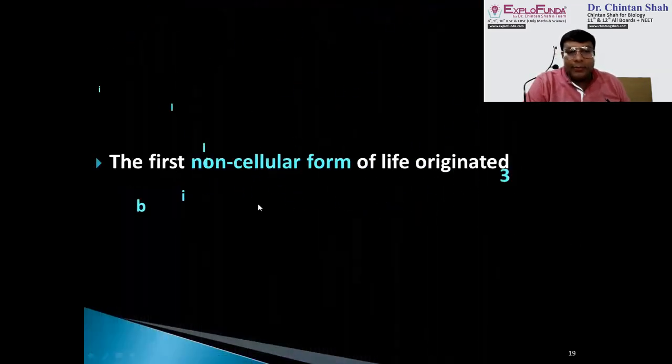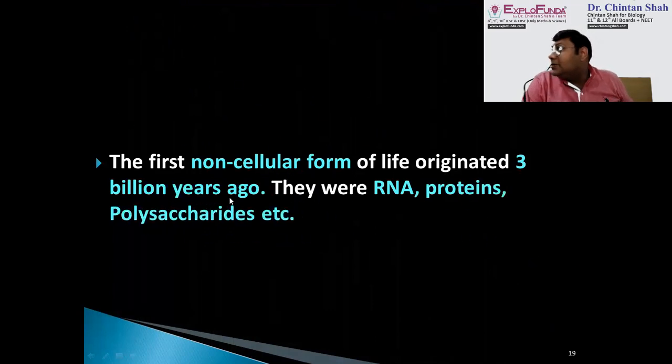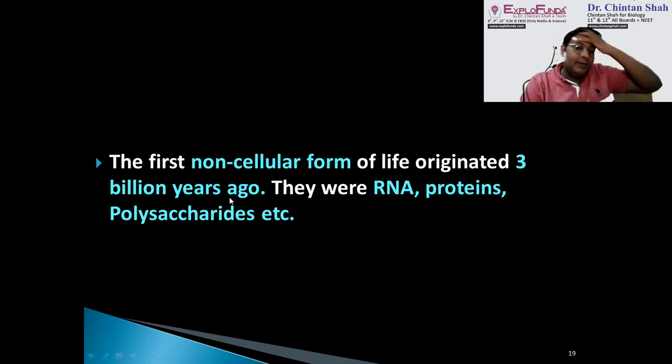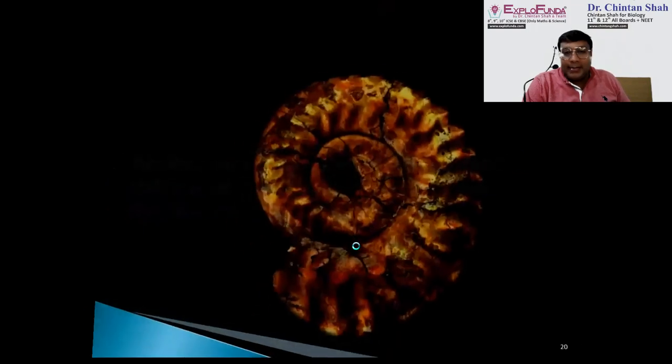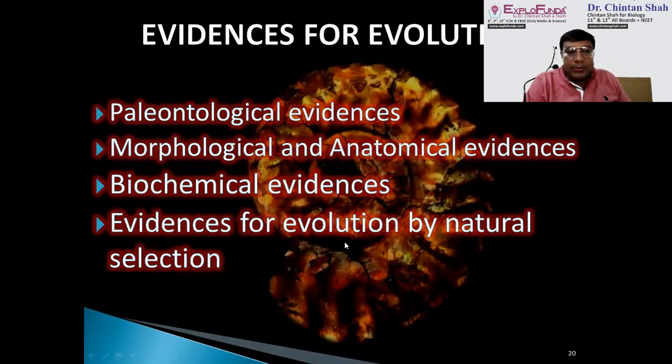Wow, amazing. The first non-cellular form of life originated 3 billion years ago, that is 300 crore years ago. And they were RNA, protein, and polysaccharides. And what are the evidences for the evolution? That is the paleontological evidence. So, what do you mean by paleontology?